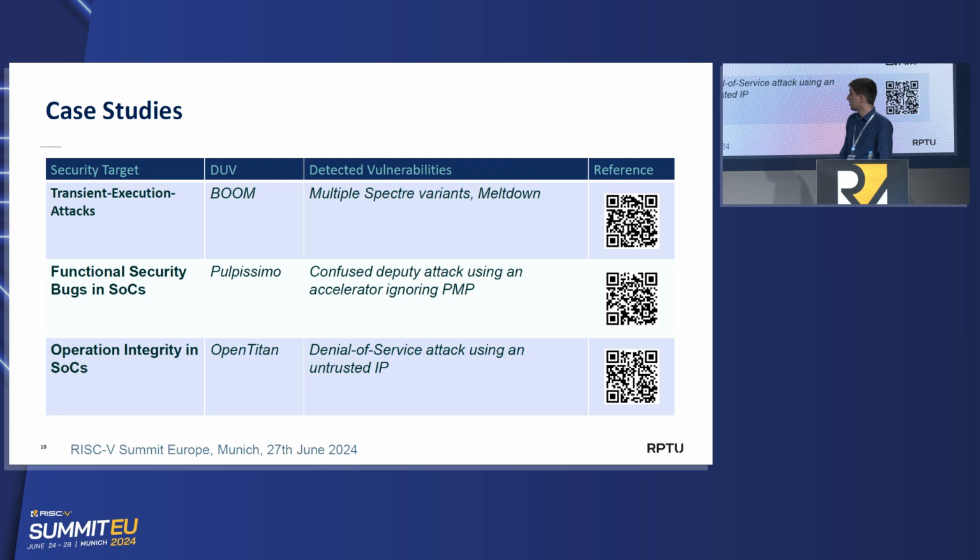So far, I have only talked about confidentiality threat models, but we also used UPEC for integrity verification, especially operation integrity in SoCs. We looked at the OpenTitan design, and we assumed that someone just plugs in some third-party IP that you maybe can't trust, and we found a denial of service attack using this untrusted IP, where the untrusted IP didn't conform with the bus protocol and led to a deadlock for one of the master components. If you're interested in more details, please refer to our papers.